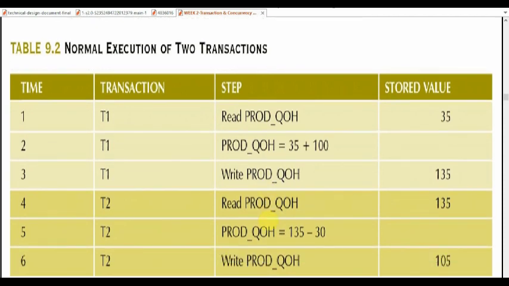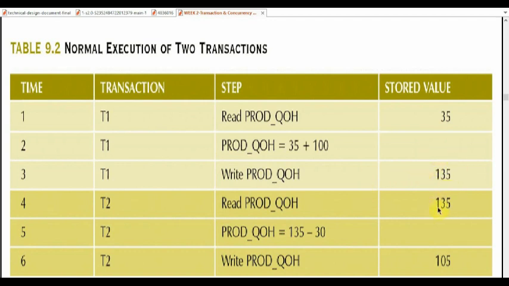Now here we have 2 transactions, transaction T1 and transaction T2. Here are the steps: read product QOH, stored value is 35. Product QOH, we have an increment of that by 100, and then we write 135. We have allowed transaction 1 to execute to a point of writing a value in product QOH. Then we have transaction 2 happening where we are reading product QOH. Now it is reading and the value is now 135.